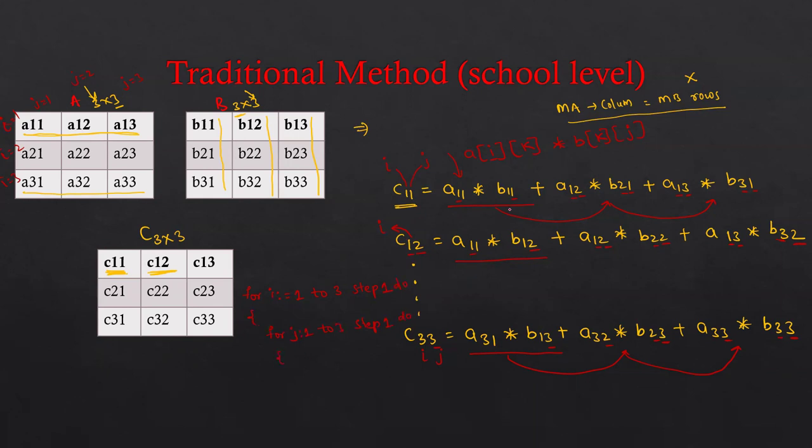Next, K. I completed, J completed. What about the K counter? It starts from 1 and continues up to 3. So for K equal to 1 to 3, for each step, I am shifting one number forward. So this is the way the equation iteration is performed. So what are you calculating here? C of ij. So this C of ij I am writing.